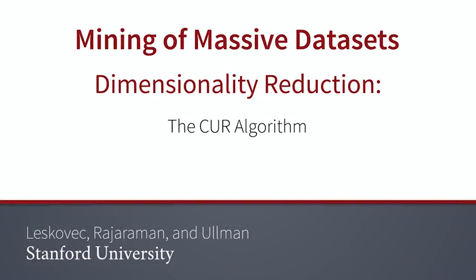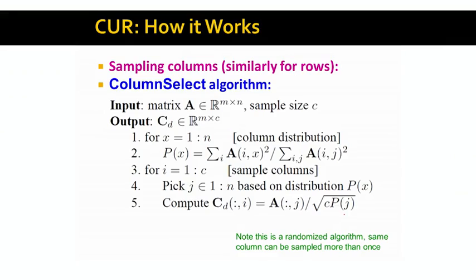So what I haven't explained yet is how does CUR select which rows and which columns to fit into the matrix C or into the matrix R. And here's the algorithm to do this. We call this algorithm the column select algorithm. I'll first just explain how we select a set of columns.